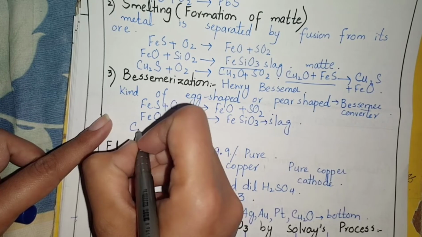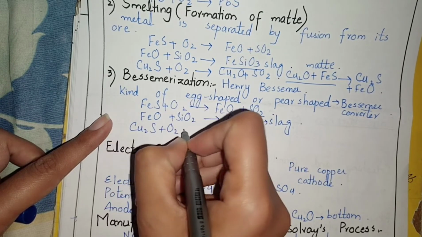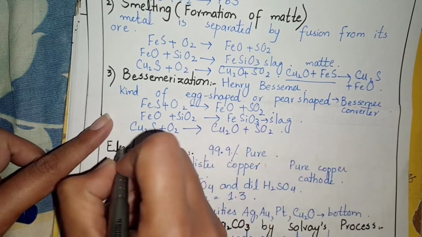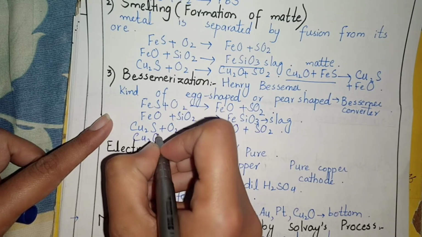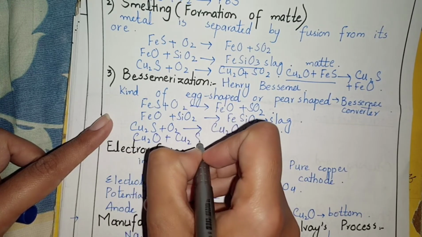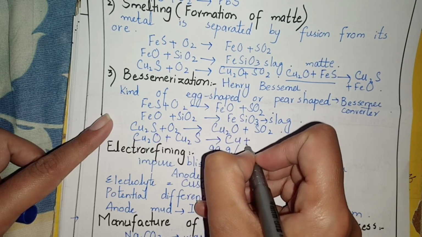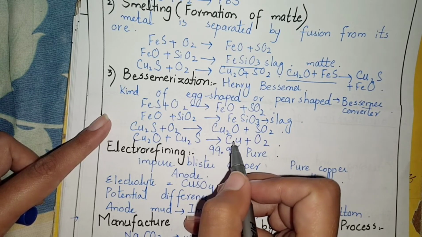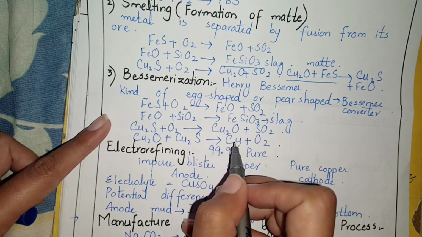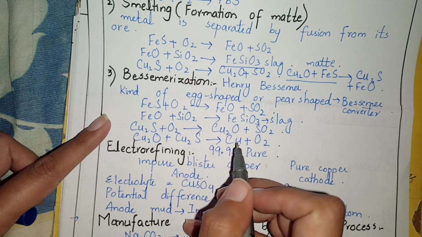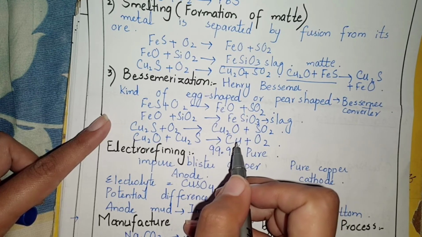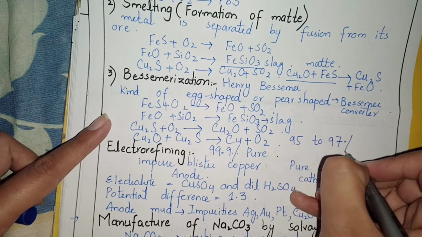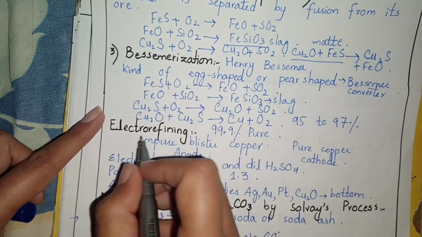Then cuprous sulfide will combine with oxygen, it will form cuprous oxide plus SO2, sulfur dioxide. Cuprous oxide plus cuprous sulfide, it will form copper and oxygen. And this copper produced is called blister copper because it has porous surface, which is due to the escape of sulfur dioxide gas during solidification. It is 95 to 97% pure copper.